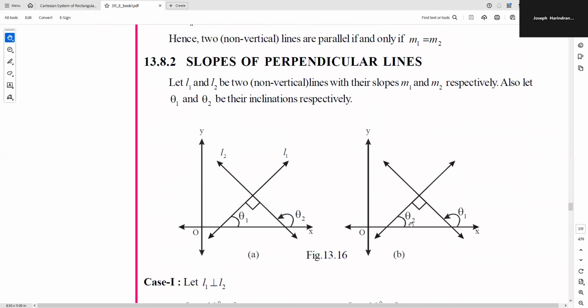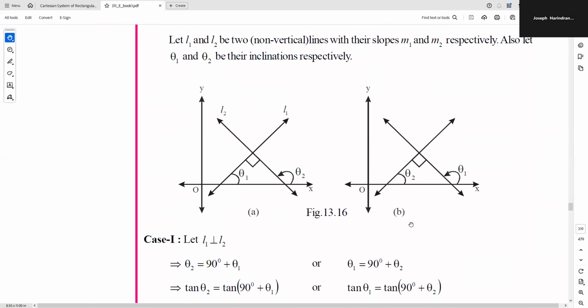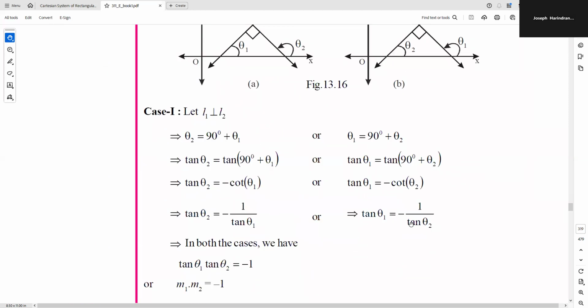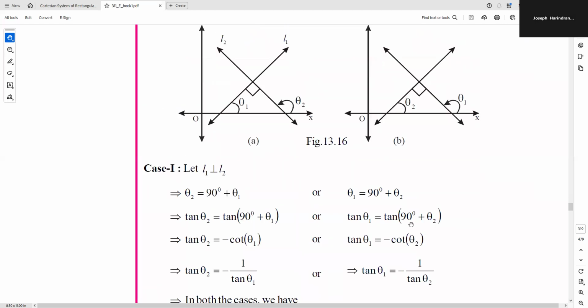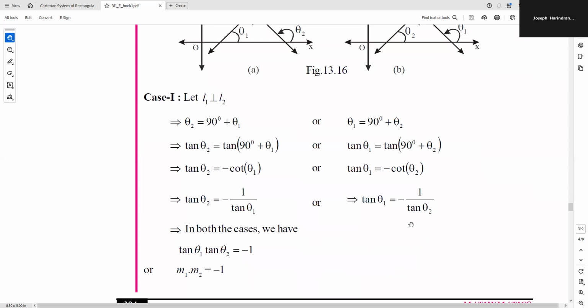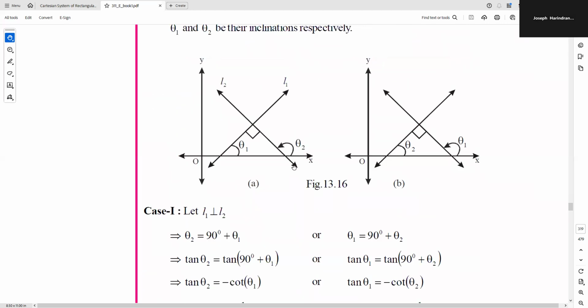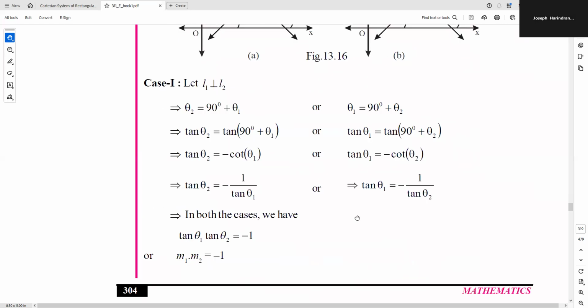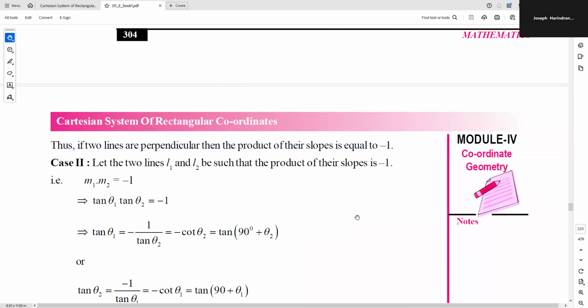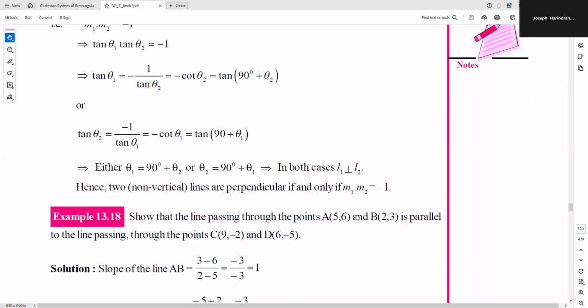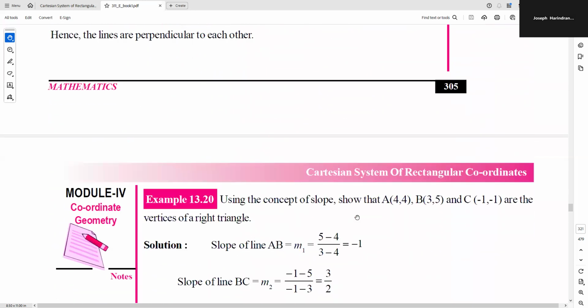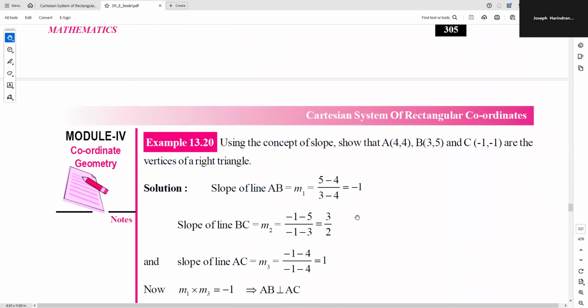The slopes of perpendicular lines are different, but they are negative reciprocals of each other, or the product of the slopes is equal to -1. That is the condition. So what you should do is take the slope of one line and the slope of the other line, and find whether the product is equal to -1. They will be negative reciprocals of each other. Or in other words, M2 is equal to -1 by M1, or the other way about.